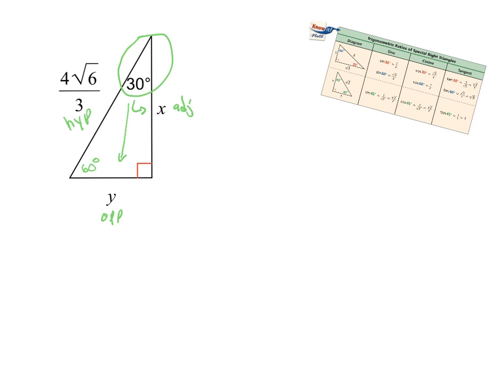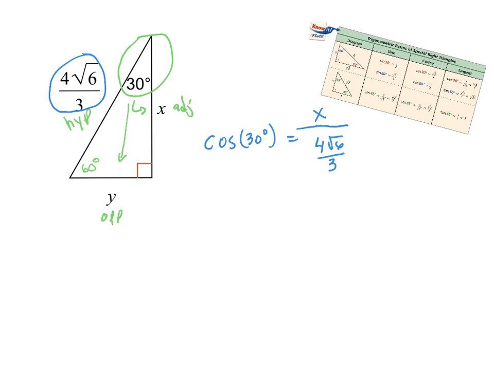Adjacent over hypotenuse is cosine. So if I write down cosine of 30 degrees, that's going to equal our x, which is the adjacent side, over this weird hypotenuse number. Don't freak out that that's a fraction. We'll deal with that in a minute. For now, we'll just write it down. This is what we call one of those complex fractions. Don't worry about it. It'll be all right.